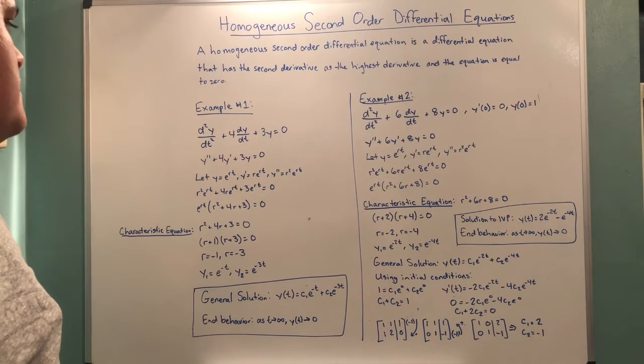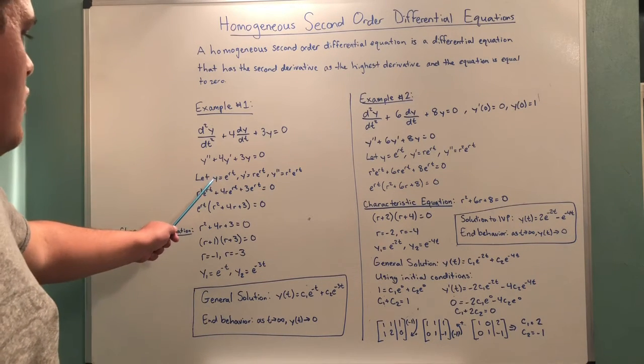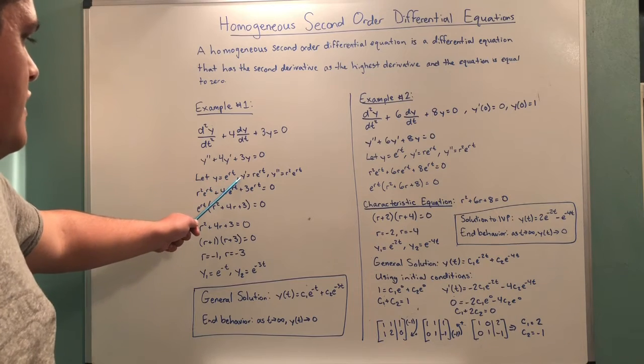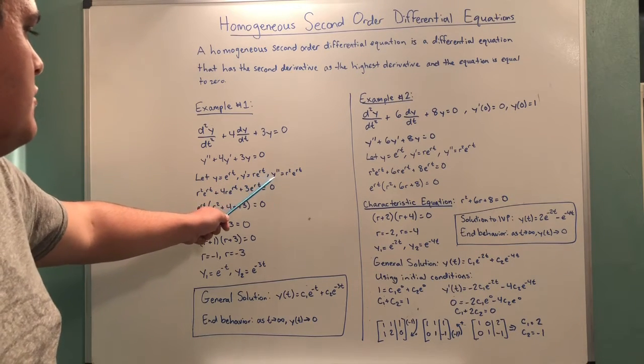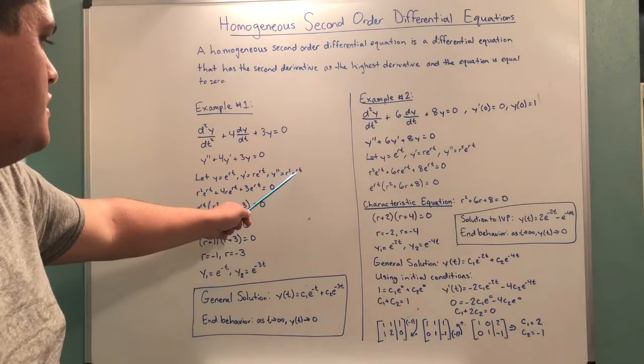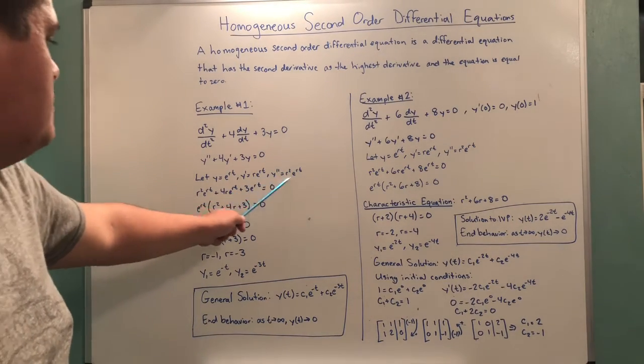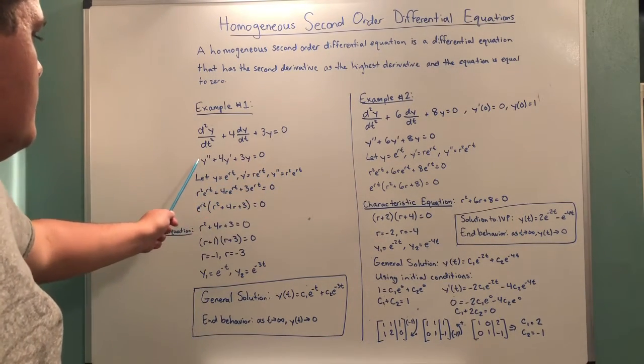In order to evaluate this second order differential equation, we need to take advantage of the property of e raised to some power. So y is equal to e to the rt. Well, its derivative is r e to the rt, and y double prime is equal to r squared e to the rt. So now we can plug these values in.